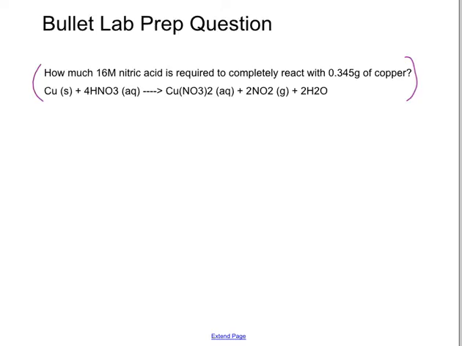So if our copper is 0.345 grams, how much nitric acid? That's liquid. 16 molar means it's a solution. So I want to know how many mils of this stuff I have to add to react with 0.345 grams of copper. And I know it's 16 molar. So in order to get milliliters from molarity, what piece of information do I need?